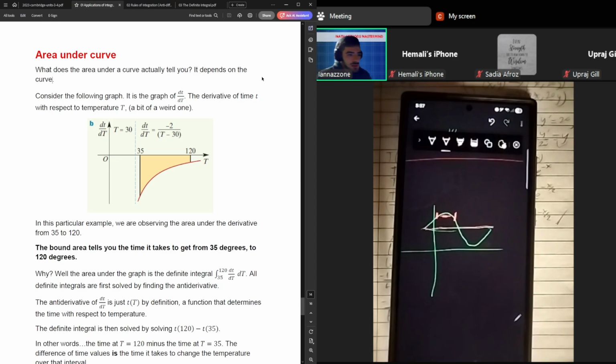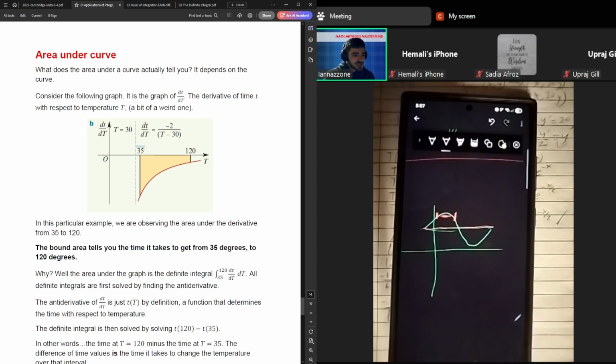One of the graphs I came across in the Cambridge book was this one here, which is a bit of a weird graph. It's supposed to be dt on dT, where little t is time and capital T is temperature. Usually you have it the other way around, where you have a temperature function written in terms of time. This one was the opposite way, and it was done that way to prove a point.